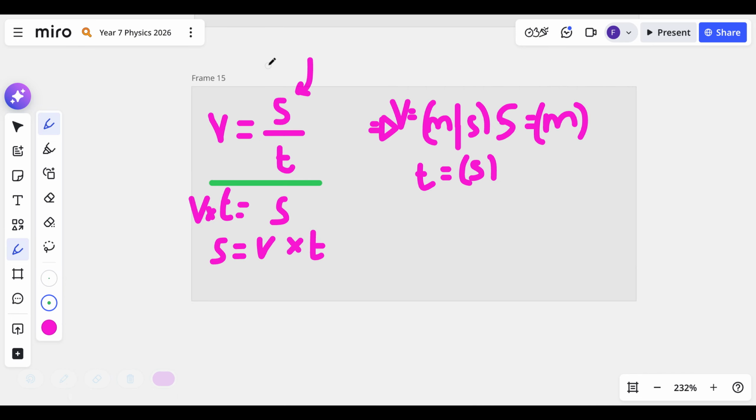All right? So there's two equations, and I'm just going to underline them in green. So this one allows you to work out velocity. This one allows you to work out displacement. Let's put a lovely green. And you're going to need both of these at least. All right?